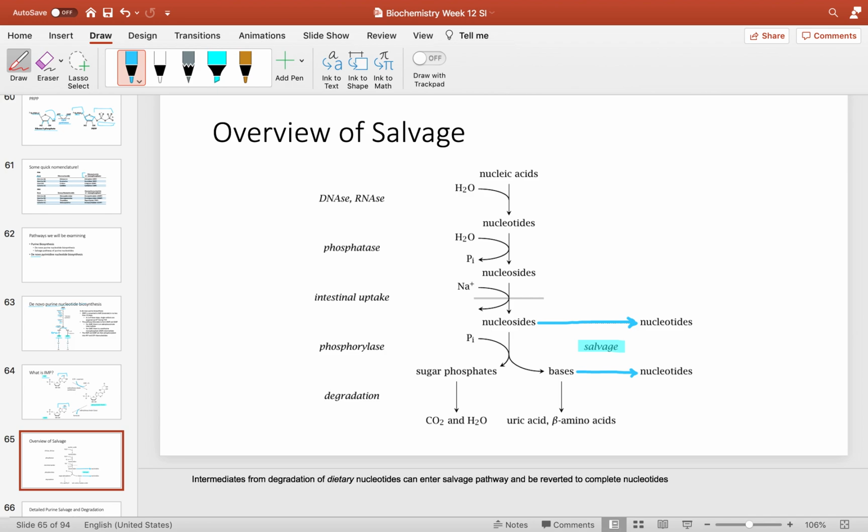So we ingest a lot of nucleic acids in our diet, and they'll be broken down from nucleic acids to nucleotides to nucleosides, which can then be taken up by our own cells. And these nucleosides can be turned into bases, and both these nucleosides and bases are sort of preformed. So we can immediately use them for the salvage pathway to form nucleotides, because that's a lot easier. However, if we don't use salvage, these guys will just be broken down into amino acid constituents and uric acid.